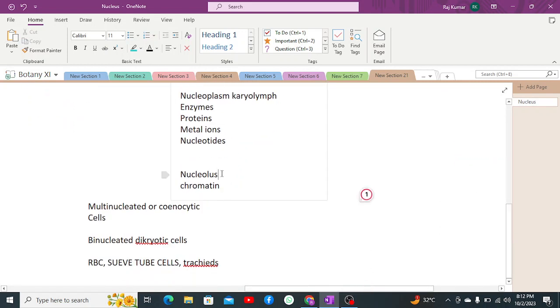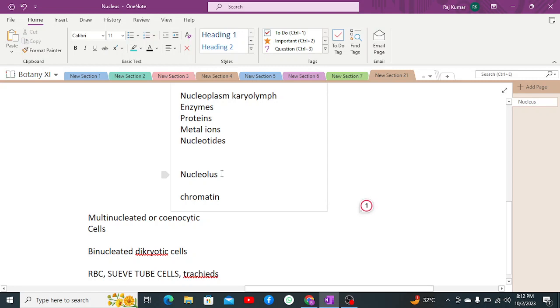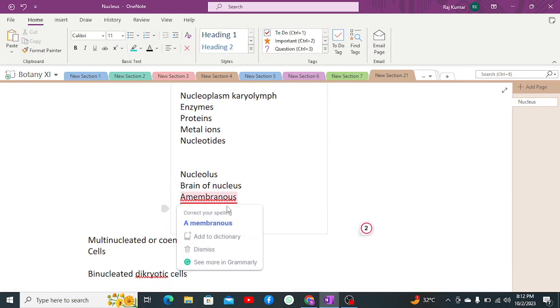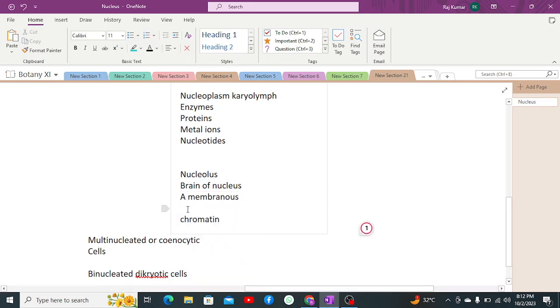Apart from which, there is the nucleolus. Nucleolus is also known as the brain of the nucleus. The brain of the cell is the nucleus, and the brain of the nucleus is the nucleolus. It is a non-membranous structure, which means it does not have a membrane. It consists of the following parts.